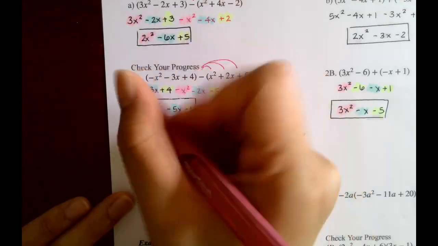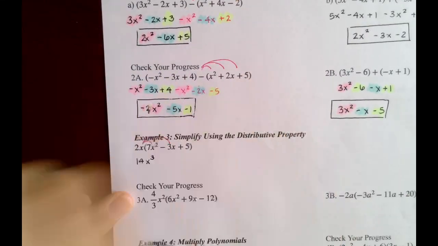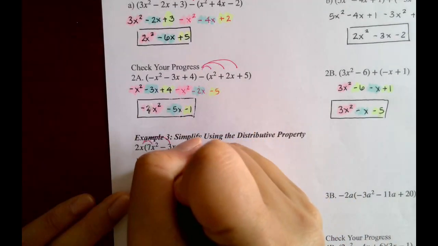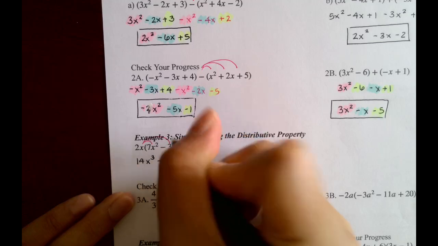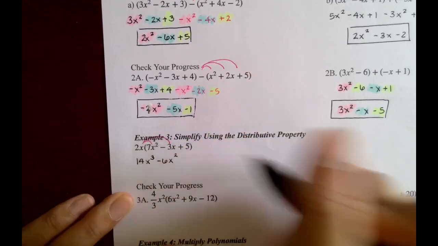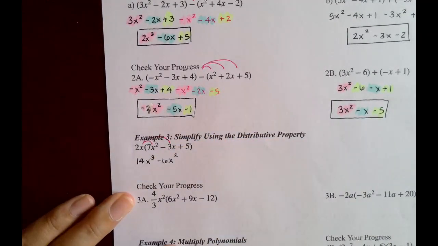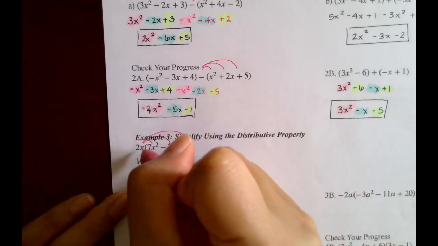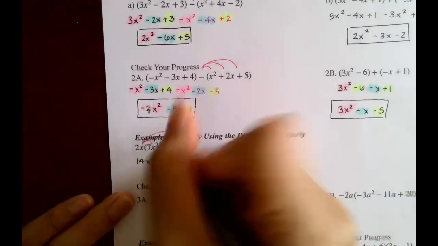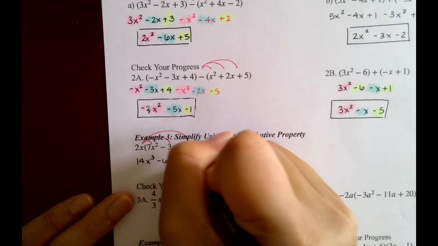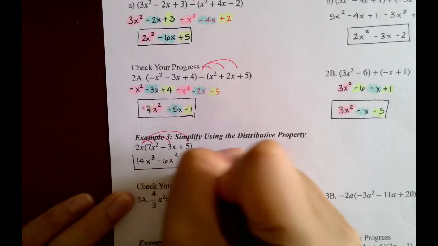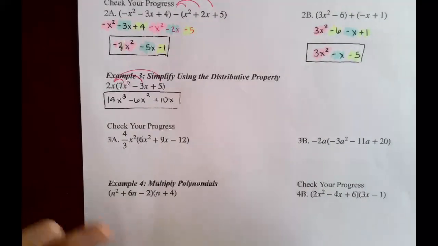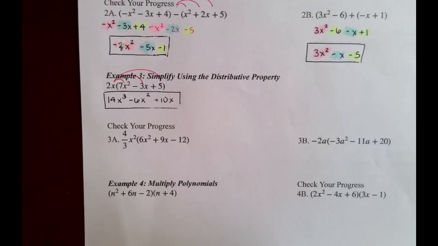Okay. Then I'm going to do the next one. Okay. 2 times negative 3 is negative 6. And then x times x is x squared because it's 1 plus 1. Then here, distributing it to my last term, 2 times 5 is 10. So this becomes 10. It's nice and simple. Okay. So why don't you try CYP 3A and 3B and then see what you get.